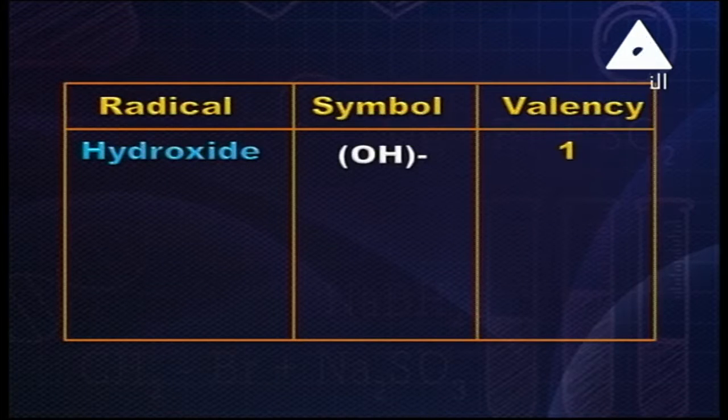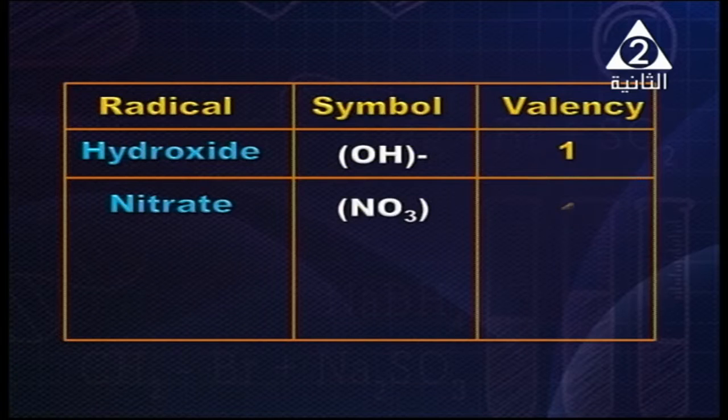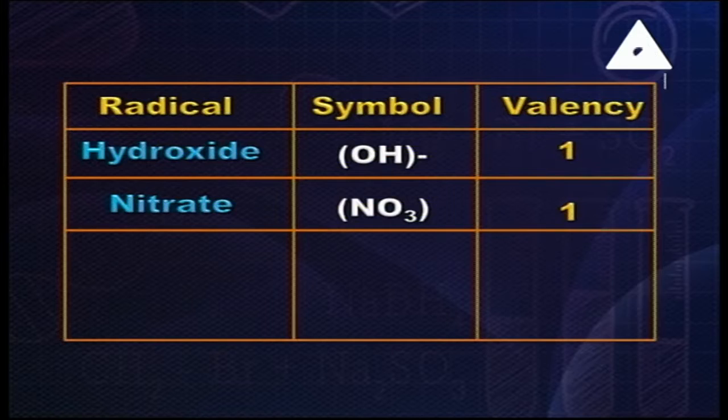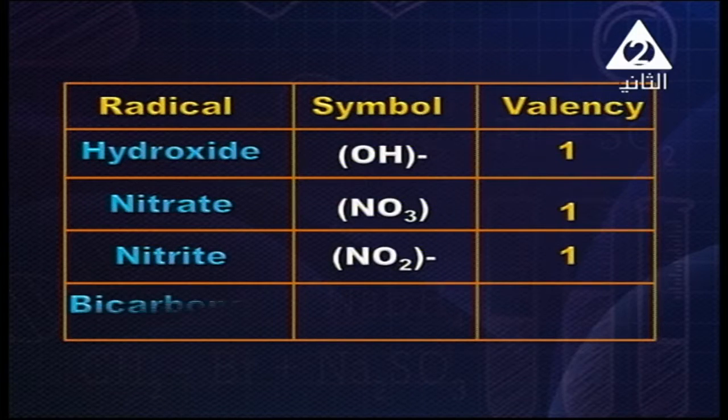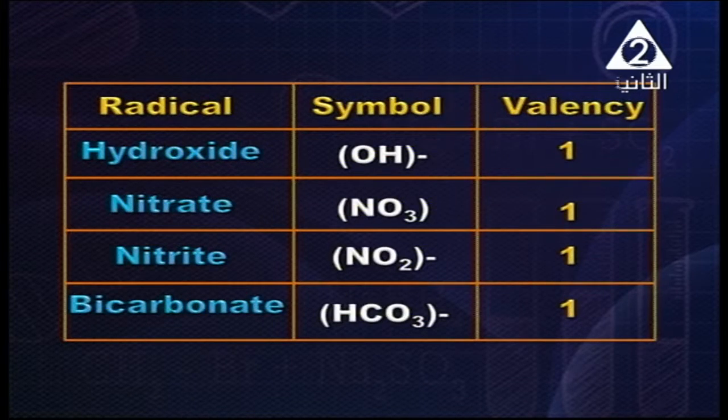As a beginning, I look at this table. I have radicals, their symbols, and their valency. Hydroxide, OH negative, valency 1. The other one, nitrate, NO3, valency 1, also negative 1. Nitrite, NO2, negative. What is the valency? The valency is 1. You have bicarbonate, HCO3, negative. It means valency 1. All the first group, the radicals with valency 1.